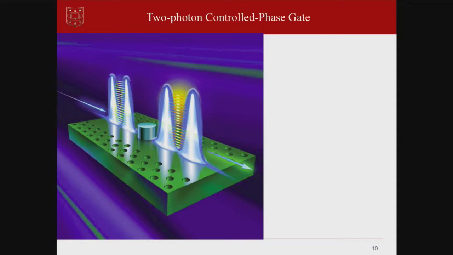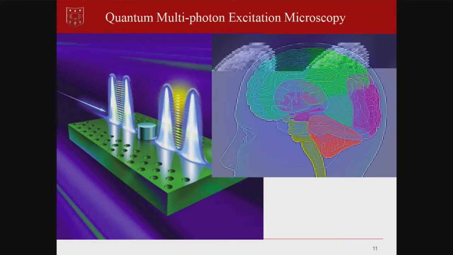And this new quantum photonic state opens up many, many new opportunities. In the following talk, I will briefly describe the applications of the new quantum photonic states. For example, it makes possible a two-photon controlled phase gate. And it also makes possible something similar to quantum multi-photon excitation microscopy, which allows you to probe deep brain, deep tissue images up to centimeter scale.